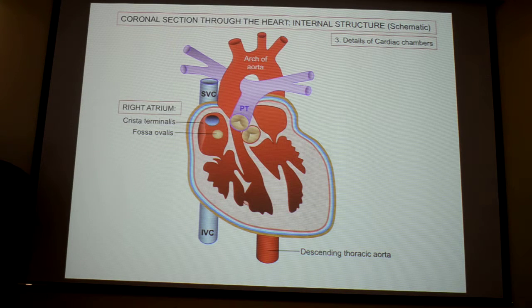I saw poor Ayman with his camera trying to put the light through this fossa ovalis, trying to show you your whole lab, and what are you doing there?